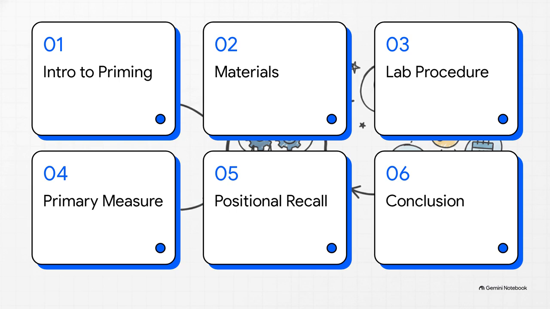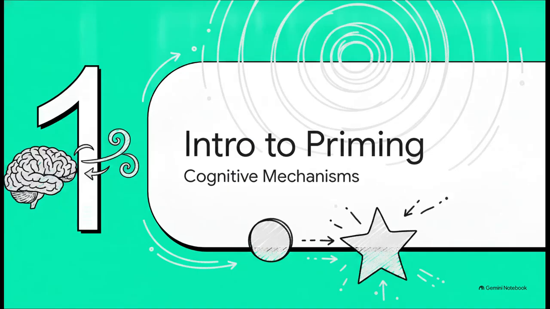Here is our roadmap for today's session. First, an introduction to priming. Then experimental materials, followed by the lab procedure, our primary measure in Table 1, positional recall in Table 2, and finally, discussion and conclusion. Okay, let's kick things off with Section 1, Introduction to Priming.